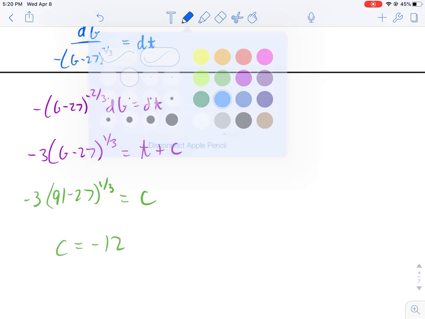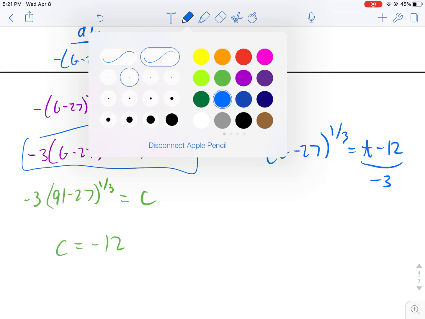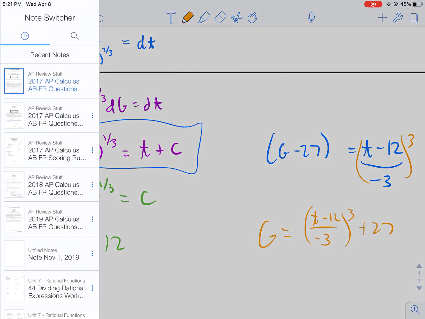Once you know your c value, plug it back into this part right here, and then we just solve for g. So you get negative 3 times (g minus 27) to the 1/3 equals t minus 12. Divide by negative 3. Cube it to get rid of the 1/3 power. I'm going to save some time here and just cube it. Got rid of the 1/3 power and then add 27. So you get g equals ((t minus 12) over negative 3) cubed plus 27.